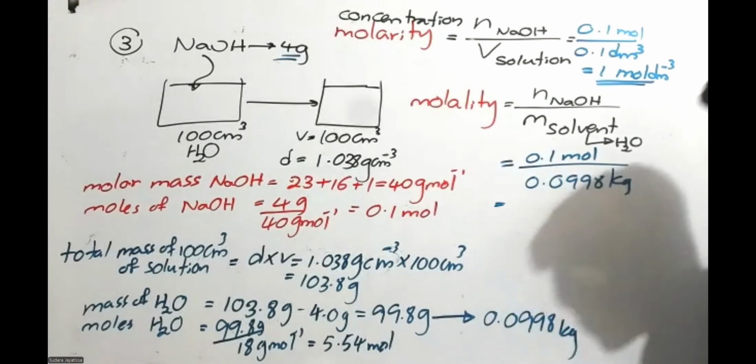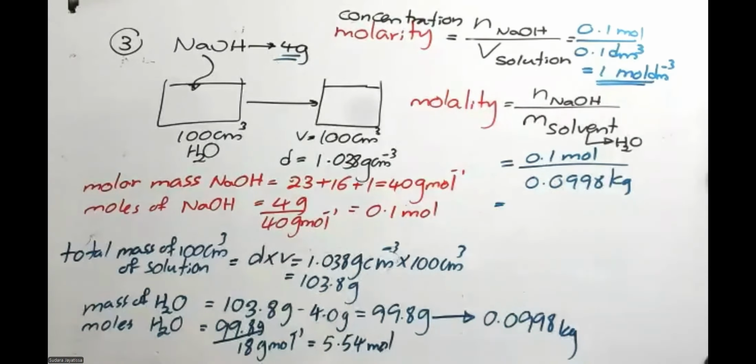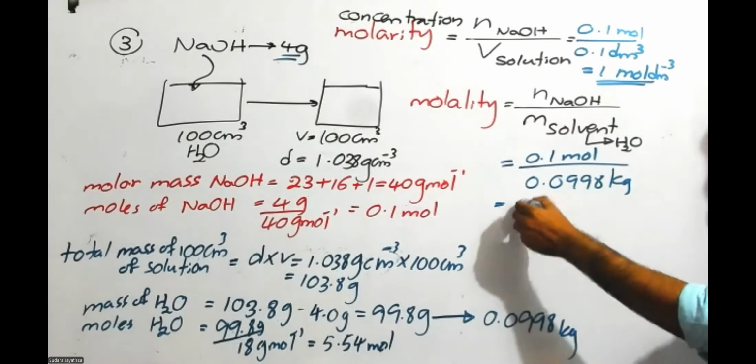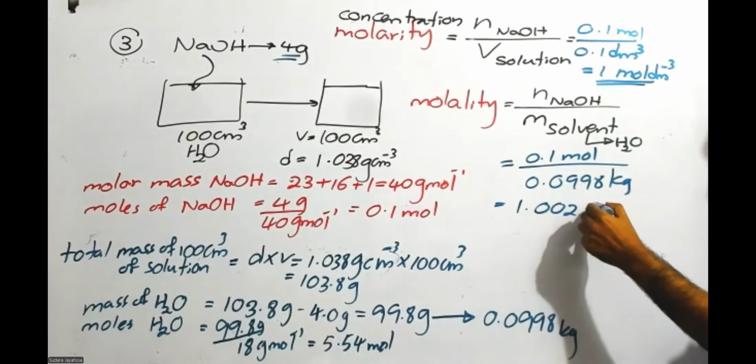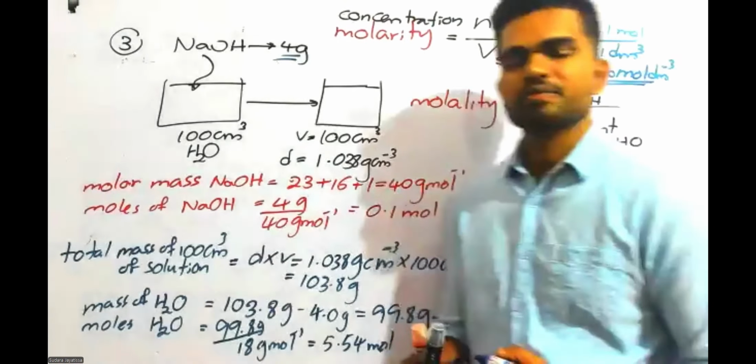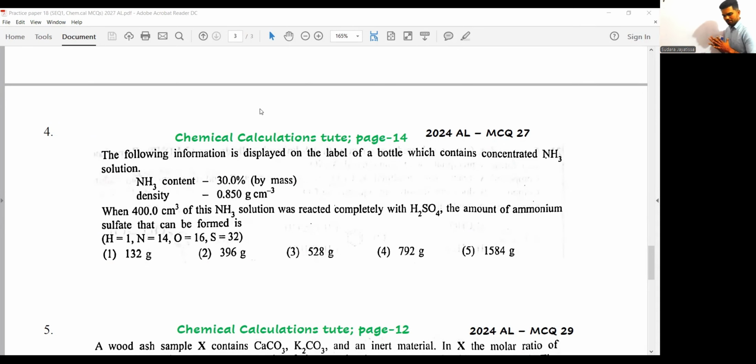This is also not easily divisible, which is why they are not usually asking molality. Because the simplification is difficult. So the answer is 1.002 moles per kilogram, but the concentration was exactly 1.000. Now you can see there is a small difference. But now we'll see how to figure out the question.